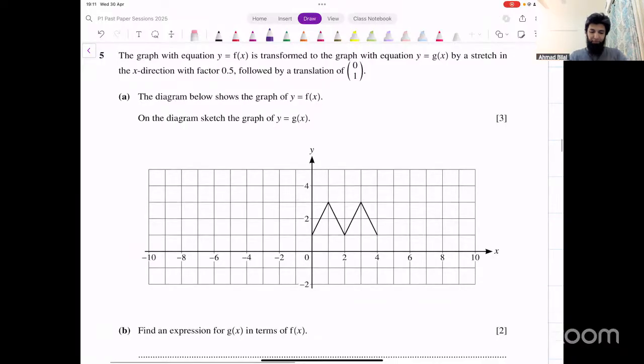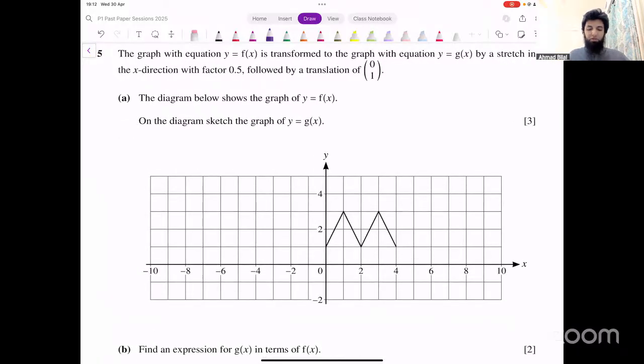Okay. The graph with the equation y equals f of x is transformed to the graph with the equation y equals g of x by a stretch in the x direction. That's a horizontal stretch, and the stretch factor, the scale factor, is 0.5, followed by a translation of (0, 1). The diagram below shows the graph of f of x. On a diagram, sketch the graph of g of x.